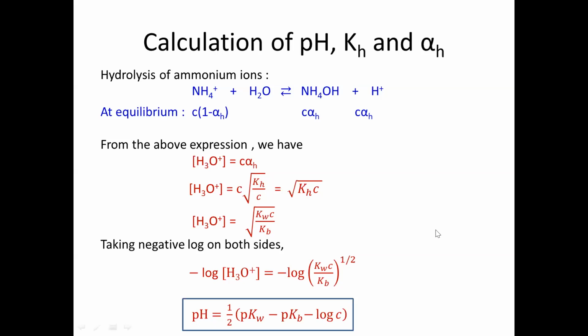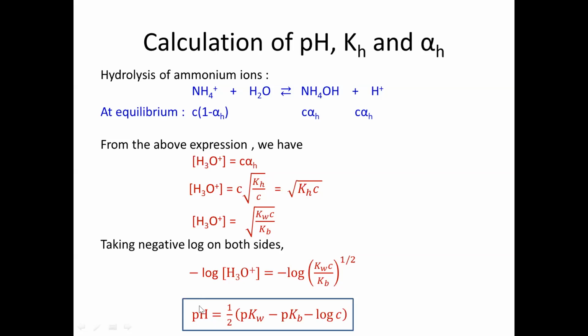Okay, for the expression of pH here, we again see that at equilibrium the concentration of H plus ions produced is equal to C alpha, and if we substitute the value of C alpha, we get the expression for H3O plus ions as equal to under root of Kh into C. Now substituting the value of Kh as Kw upon Kb, we get the expression of H3O plus as under root of Kw into C upon Kb.